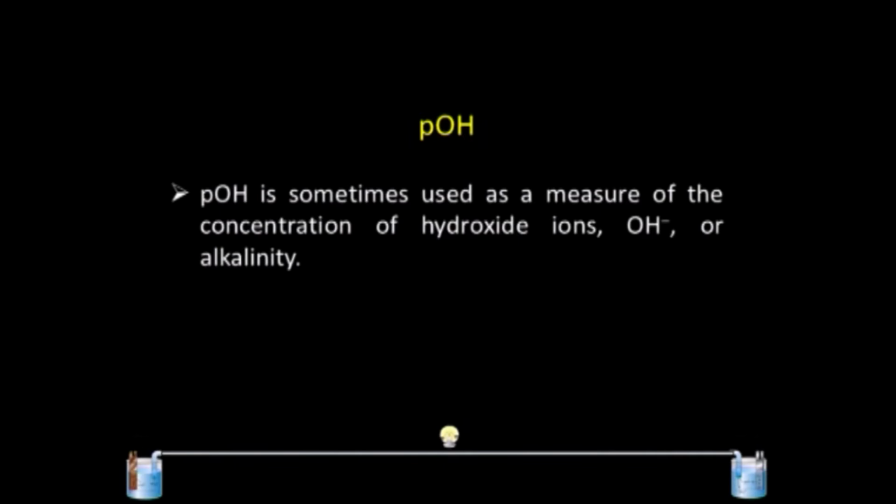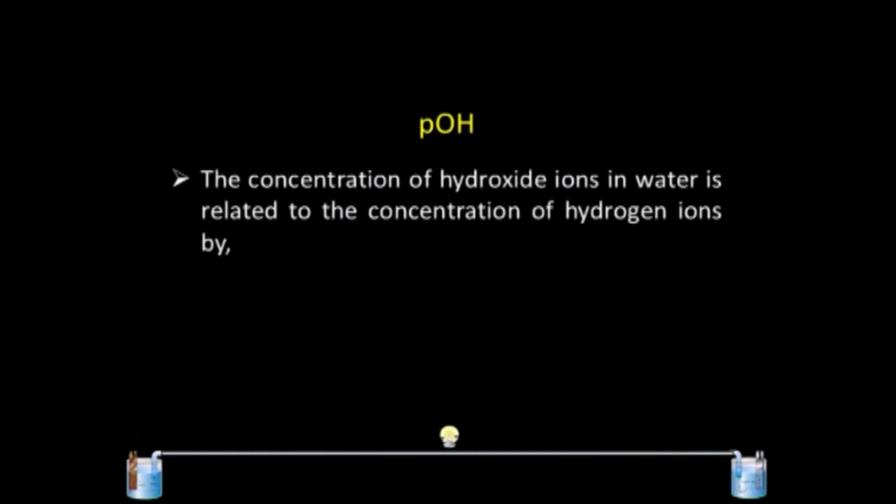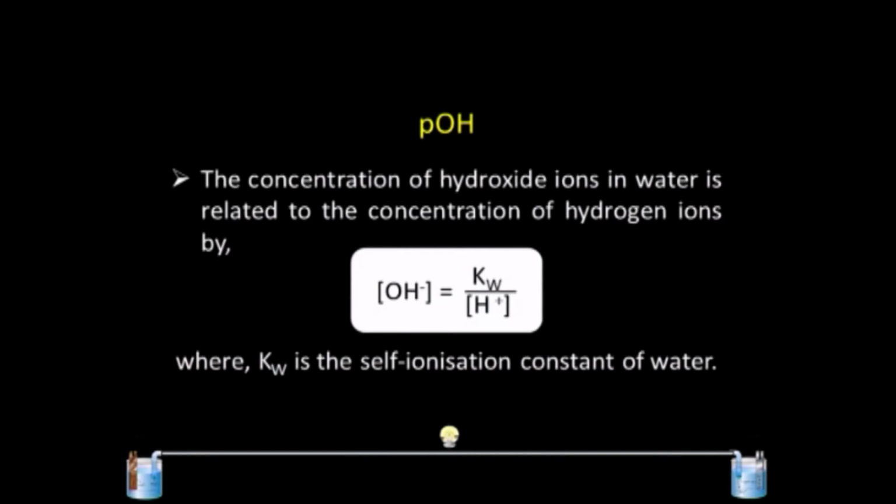Similarly, we can also determine pOH, which is sometimes used as a measure of the concentration of hydroxide ion, or you can say OH minus, or it also provides information on alkalinity of the solution. pOH values are derived from pH measurements, and the concentration of hydroxide ion in water is related to the concentration of hydrogen ions by a relation OH minus is equal to Kw divided by hydrogen ion concentration, where Kw represents the self ionization constant of water.